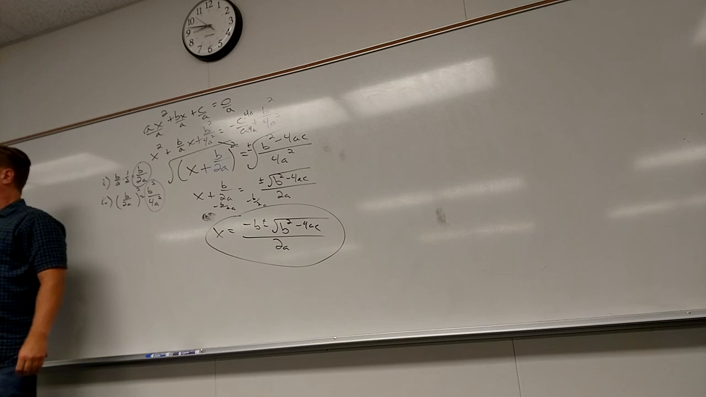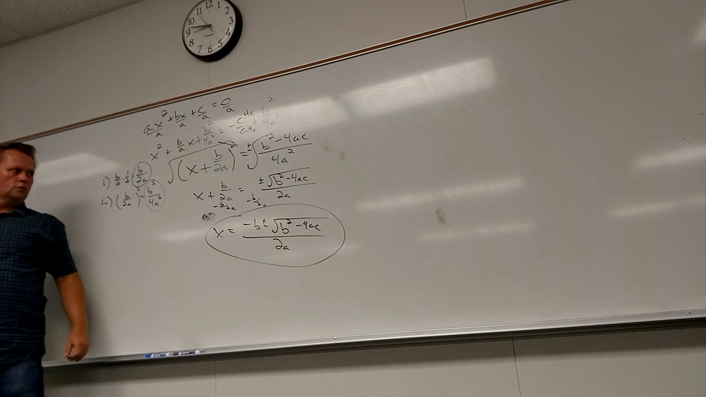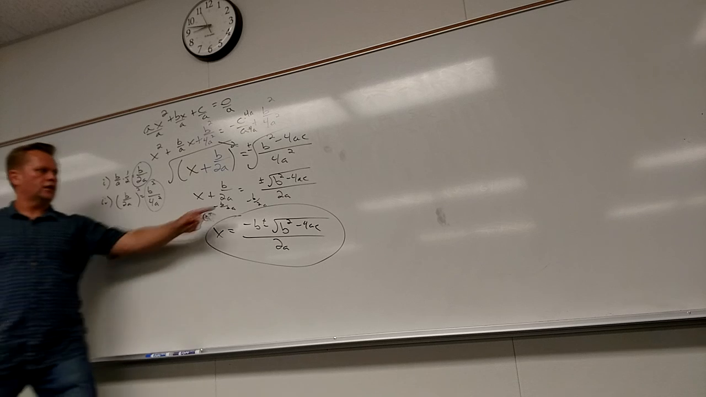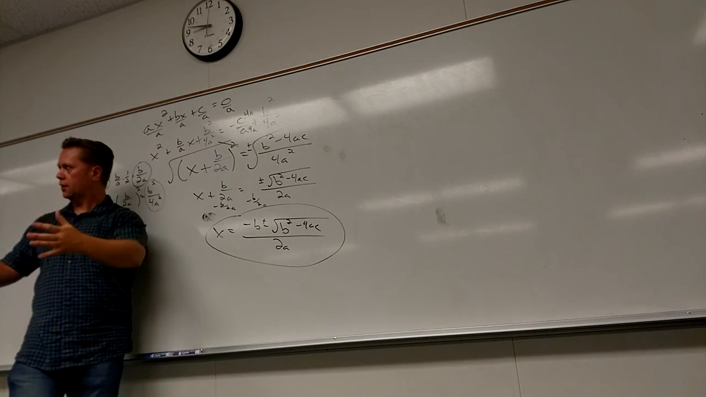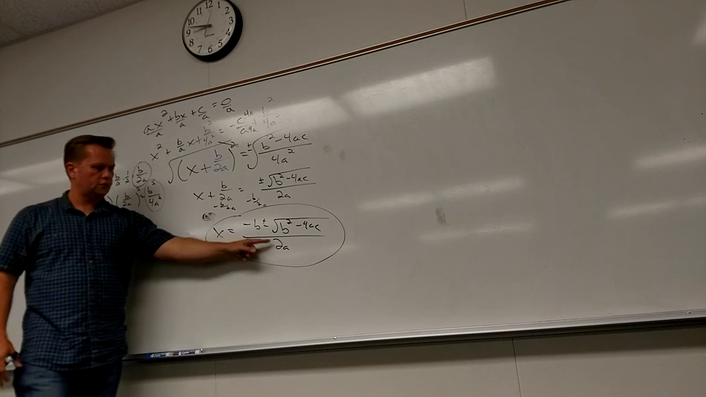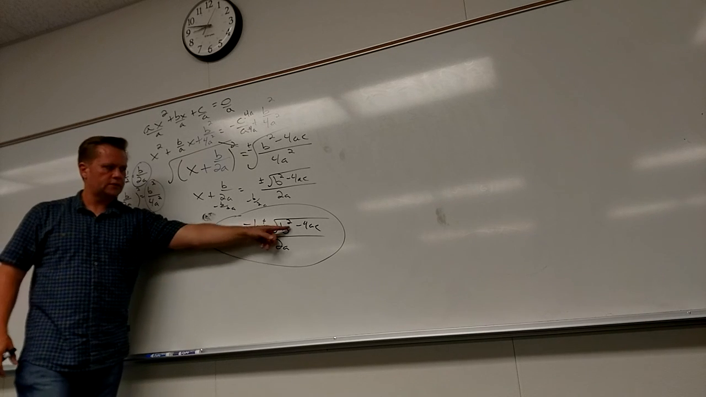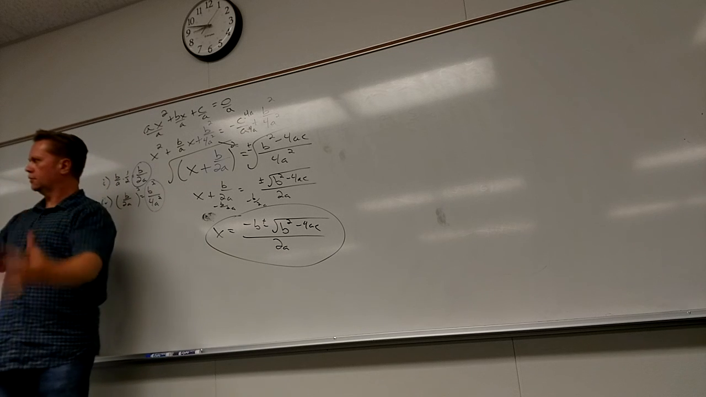Where's the negative b over 2? Where's the 2? Negative b over 2a plus or minus this over 2a. They have the same denominator, so I just put them together. Yeah, so it's negative b over 2a, plus or minus that over 2a. It's just condensing what I'm writing.